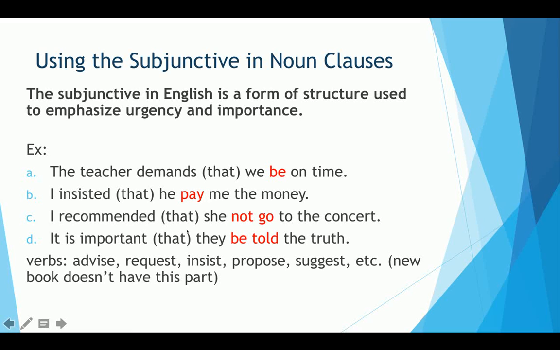I recommended that she not go to the concert. It's important that they be told the truth. So at first it sounds a little different, but this is the correct way. Again, verbs of urgency would be advise, request, insist, propose, suggest, etc.